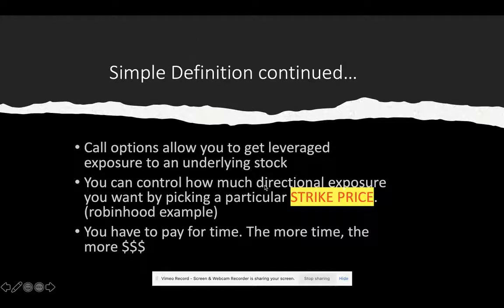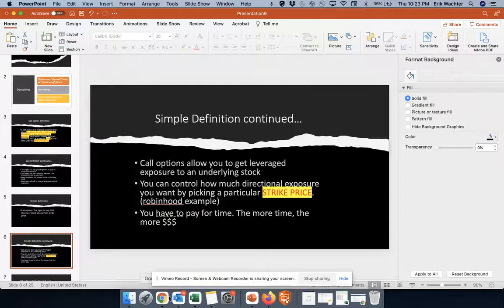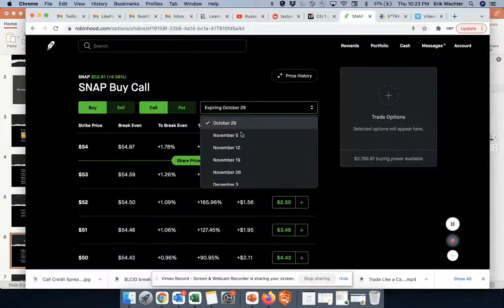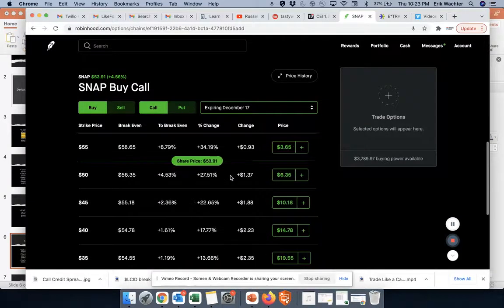So with the strike price, we can control how much directional exposure we want by picking a particular strike price. So let's go to Robinhood to show this. We're going to look at Snapchat options. I'm just picking a random date. Let's do 50 days from today, December 17th.